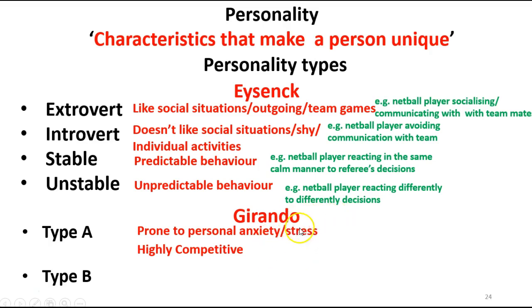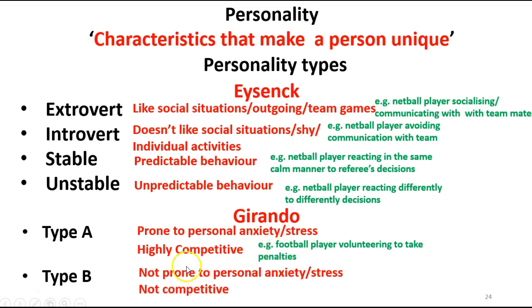On top of this, it's a type of person who is really highly competitive. You could put on this another characteristic: they work fast. They like to get tasks done quickly, and that's often what causes the stress and personal anxiety. Now, we'll have a look at an example of that. It could be, if we're looking at a team game again, a football player volunteering to take a penalty. Okay, they're prone to anxiety and stress, but they're also highly competitive.